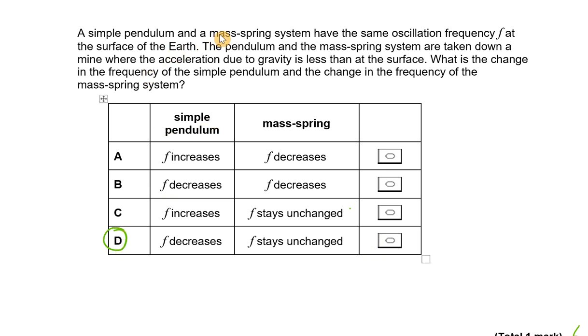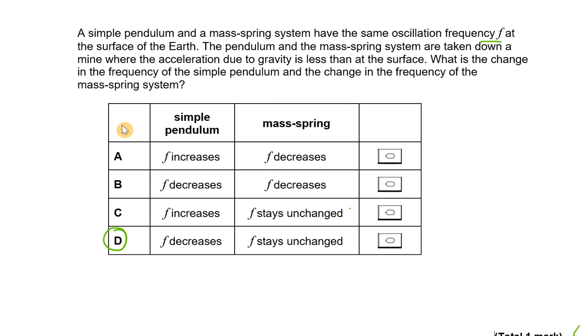So, a simple pendulum and a mass spring system have the same oscillation frequency at the surface of the Earth. The pendulum and the mass spring system are taken down a mine where the acceleration due to gravity is less than at the surface. What is the change in the frequency of the simple pendulum and the change in the frequency of the mass spring system?